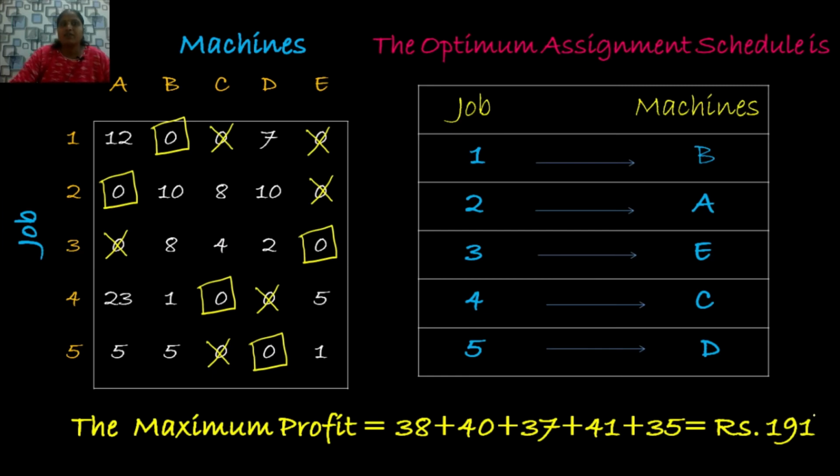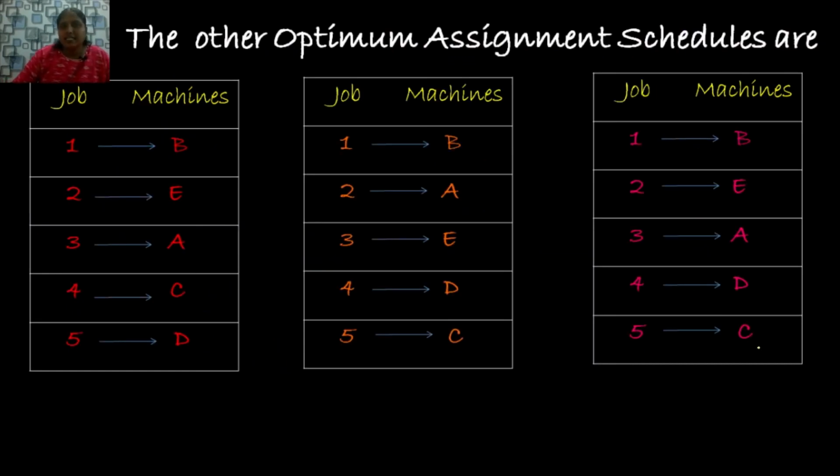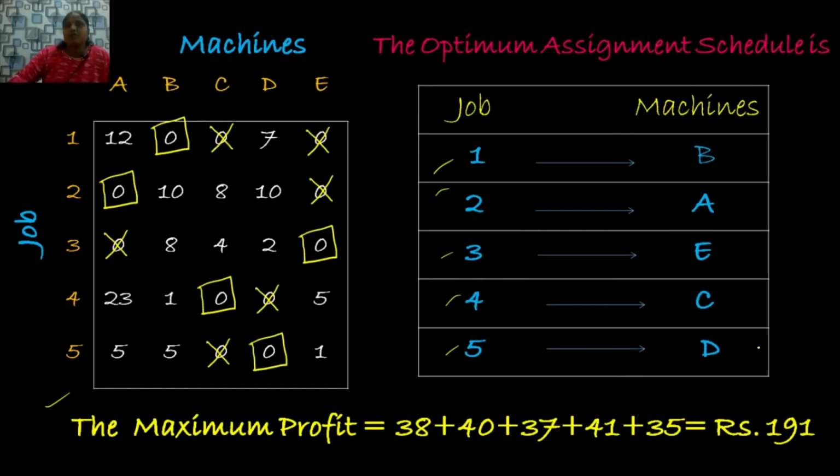So for the given problem, the optimum assignment schedule is 1 to B, 2 to A, 3 to E, 4 to C and 5 to D, with the maximum profit of rupees 191. These are also other optimum schedules you may arrive at for this problem, because while making assignments we have two possibilities. Either one of them I have to choose, and leave the remaining one. Suppose you choose the other one, you get an optimum schedule like this.